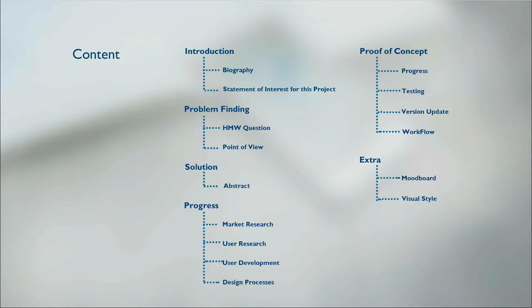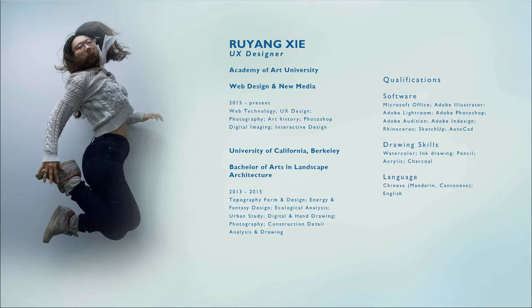So this is how we will go through the whole presentation today. For a brief introduction, my name is RUYANG XIE. I am a UX designer, and currently I am a student in Academy of Art University, studying web design and new media. I also have a little background of landscape architecture. So I am a Chinese.